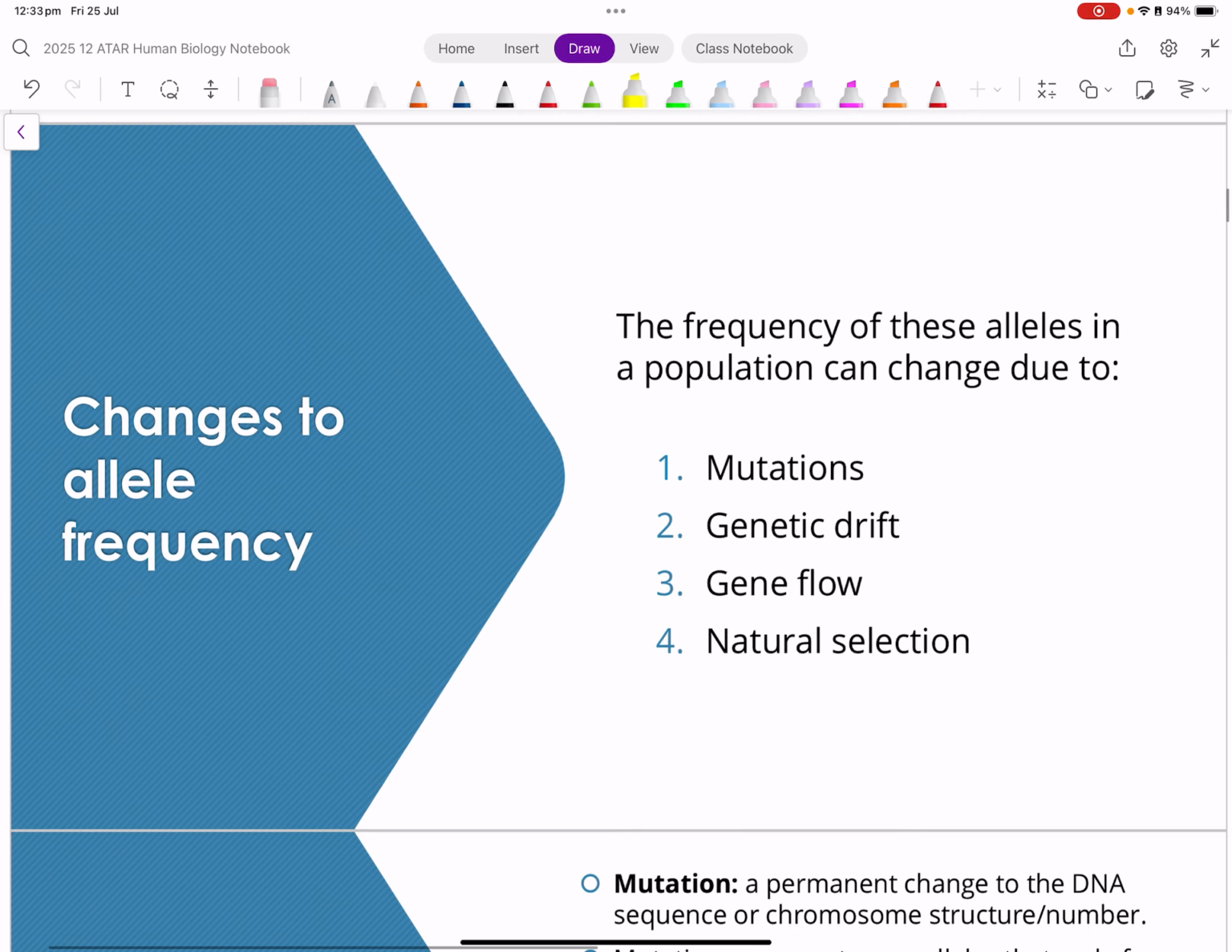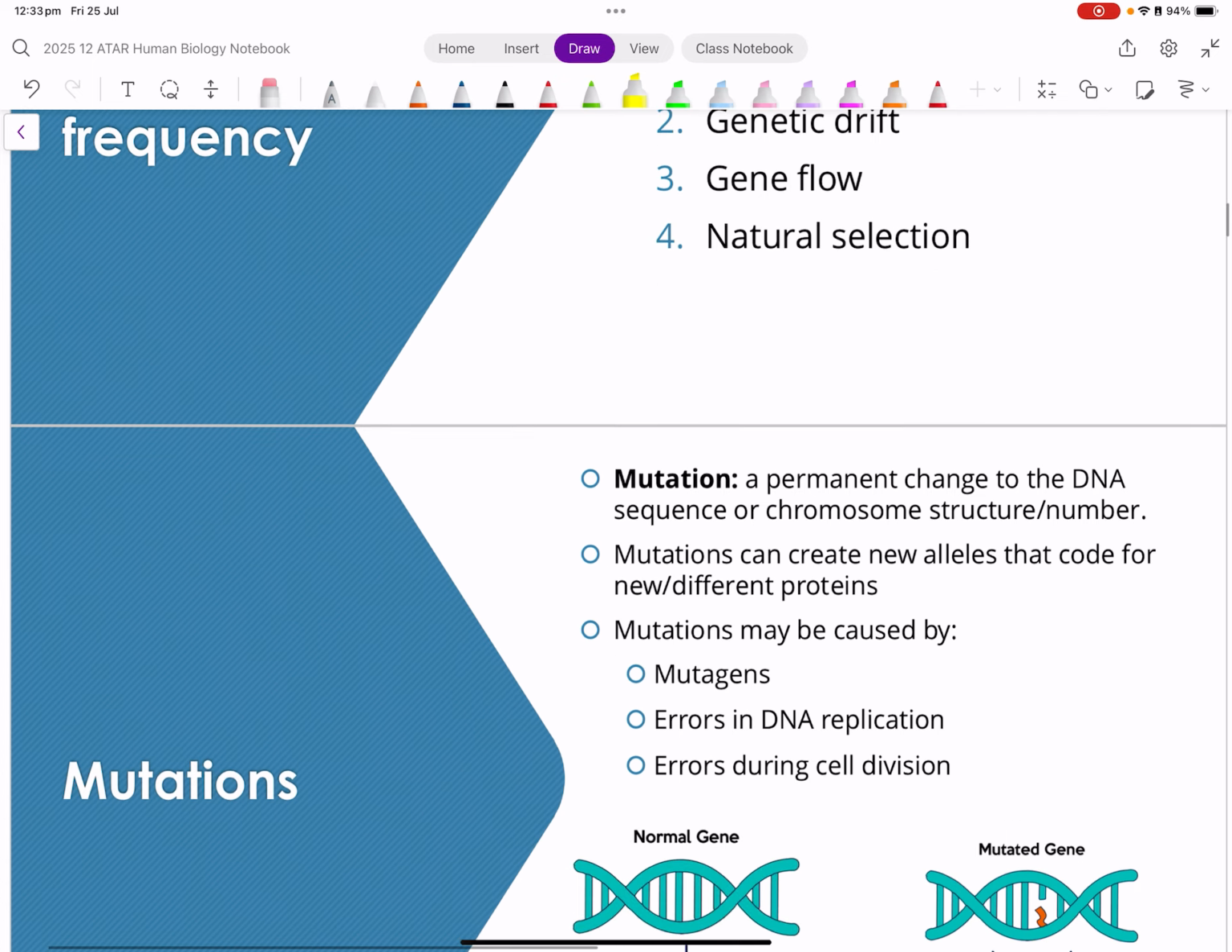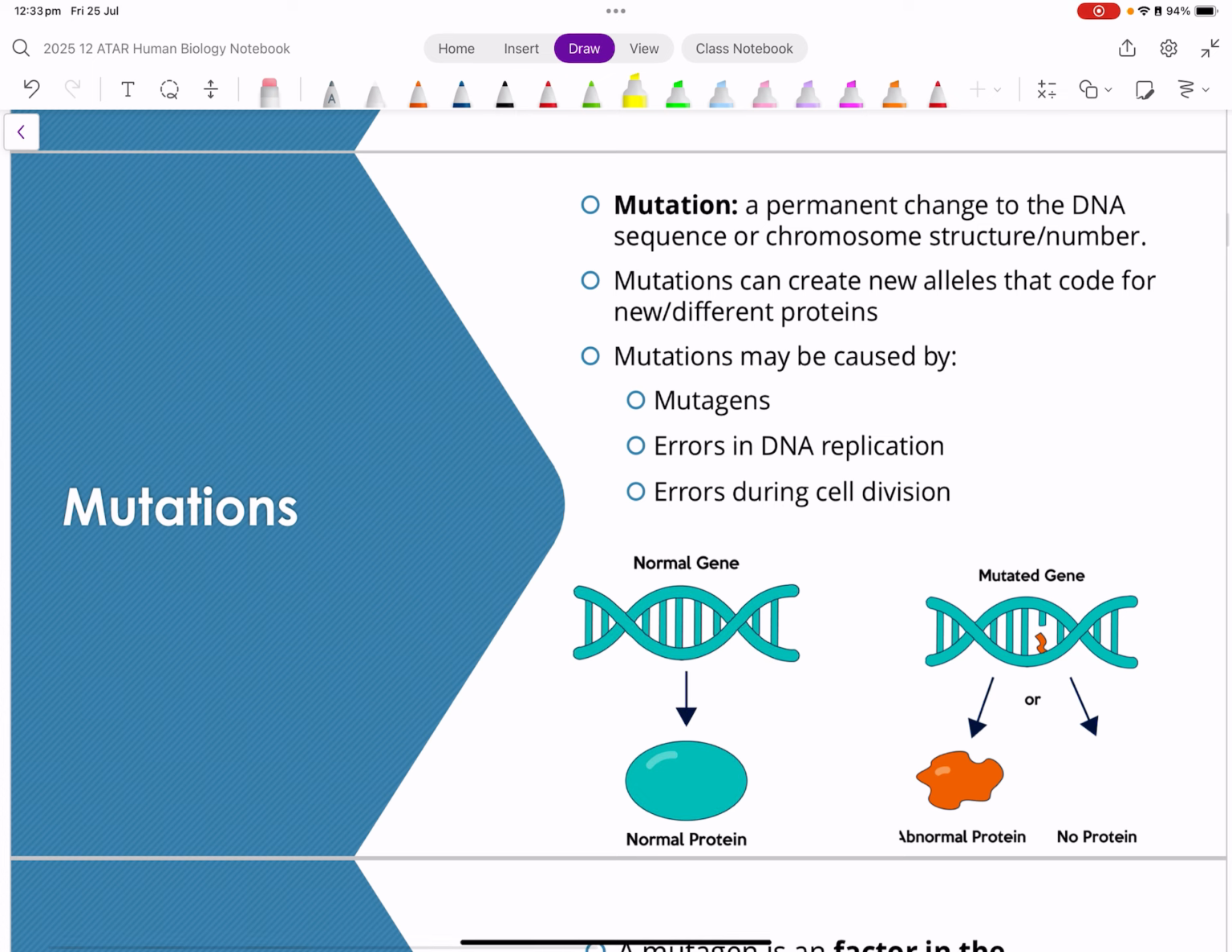So how can we change the frequency of the alleles that we find in organisms? Well, the one that we're going to focus on today is mutations, and then in the coming lessons we're going to talk more about genetic drift, gene flow, and natural selection. So, mutations, what are they? A mutation is a permanent change, it can't be undone. And these permanent changes occur to the DNA sequence or to the chromosome structure themselves.